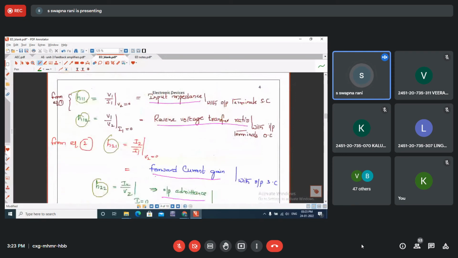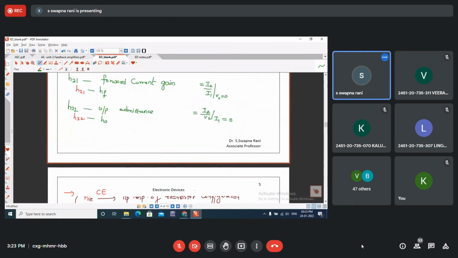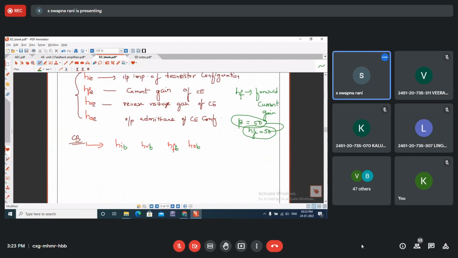So out of this class, you have to remember only these two equations. I will write one more time. Output current I2 is a function of input current and output voltage. And we are left with V1, the variable. So these two are dependent, right? So V1 is again a function of I1 comma V2.